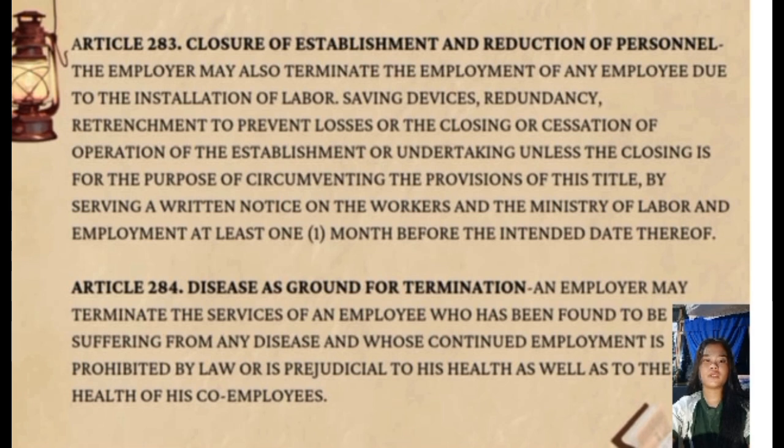Article 284, disease as a ground for termination. An employer may terminate the services of an employee who has been found to be suffering from any disease and whose continued employment is prohibited by law or is prejudicial to his health as well as to the health of his co-employees.